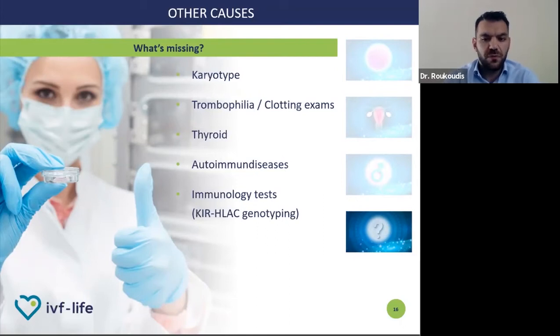This test is performed on the couple's DNA. For this, around 4 or 5 milliliters of blood from each member of the couple is required. And in case of oocyte or sperm donation, donor HLA genotyping is required.